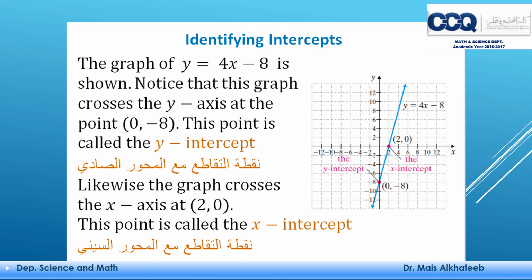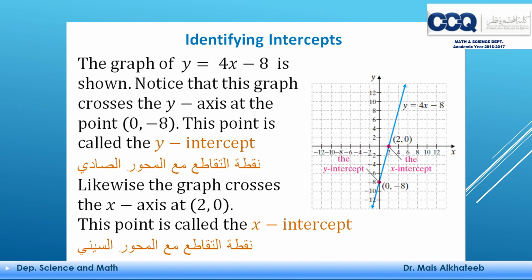بال y-intercept مين الزيرو هون؟ العكس اللي هي x. إذن y-intercept ال x equal 0. 0 minus 8 هي y-intercept. Likewise, the graph crosses the x-axis at 2, 0. 2, 0 in this case هي x-intercept. x-intercept يعني ال x موجودة وال y equal 0. هذه النقطة تقع على المحور x فأنا بسميها x-intercept. هي نقطة تقاطع مع المحور x.